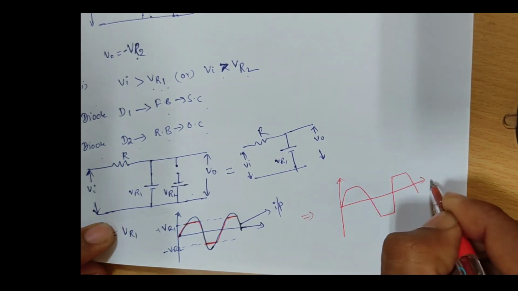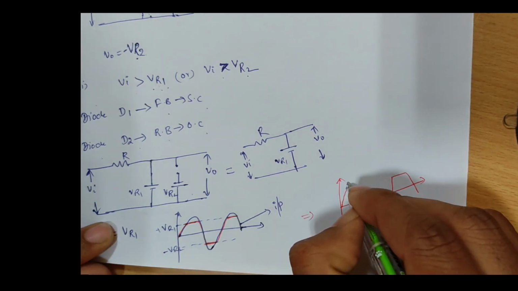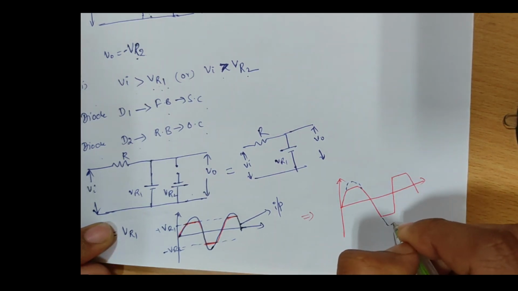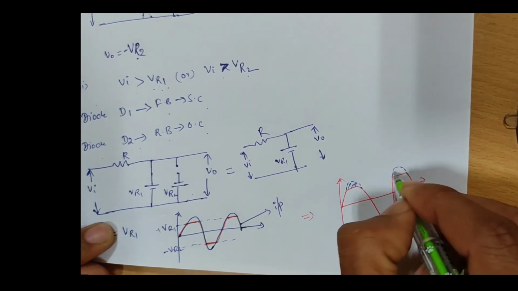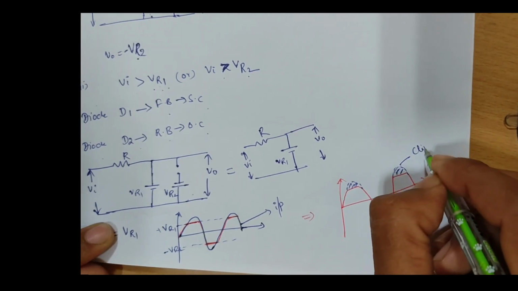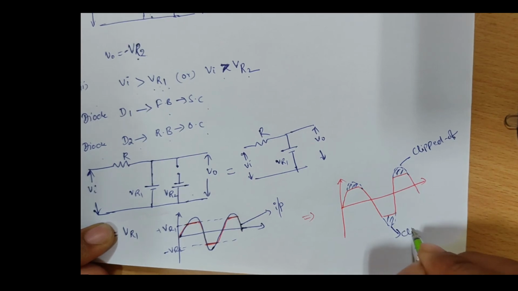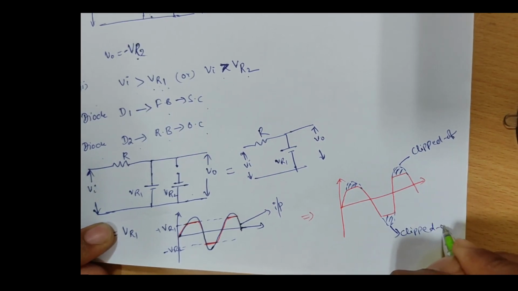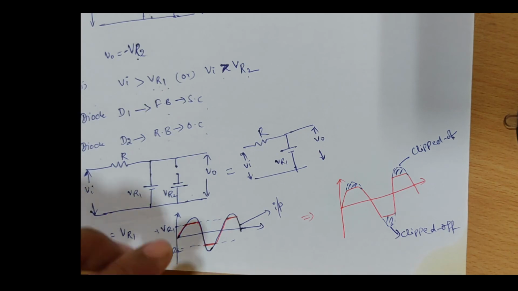So this is the output of the combinational clipper. We are removing this part. We are removing the small portion of the positive half cycle and negative half cycle. Yes, this is the output of the combinational clipper.